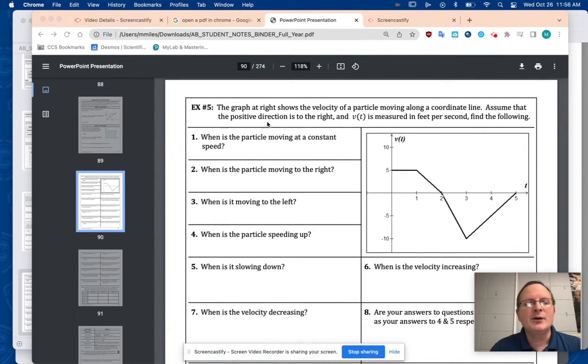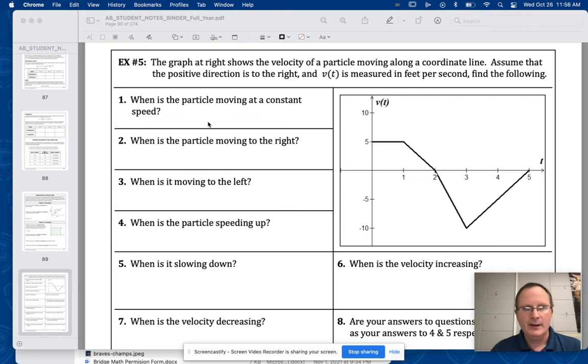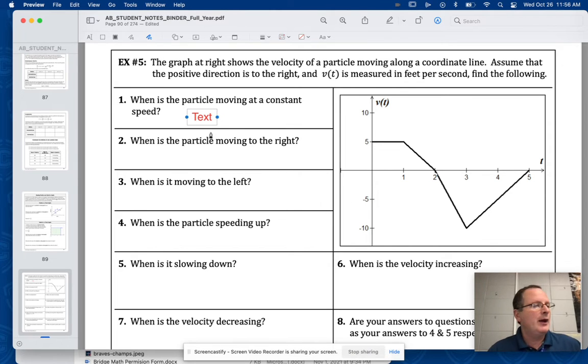Okay, all right, so let's start back on example 5. I think right here I can do some typing so we can make this look pretty good. I just need a text box. There we go. Okay, so here we go. On the first one, we already did that.